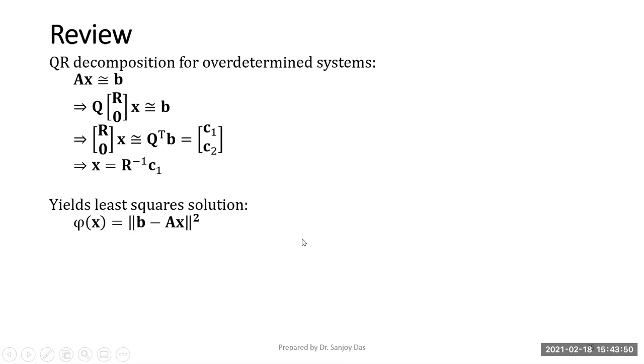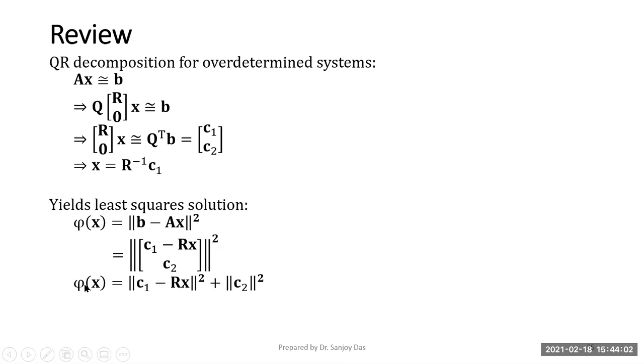Phi of x is the norm of b minus Ax squared, which we showed was equal to the L2 norm of C1 minus Rx and C2, squared. And so this is my phi of x, right? We were able to show that phi of x can be expressed in this form. This is the sum squared error, or the squared norm of the error b minus Ax. And how do we minimize this? By letting C1 minus Rx be equal to 0, right? So we have to solve this. Rx is C1, the same thing as this.